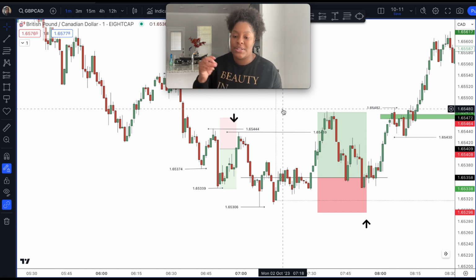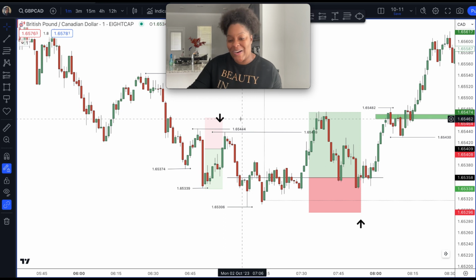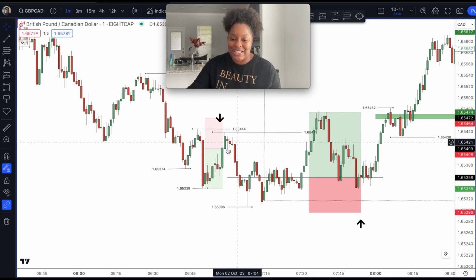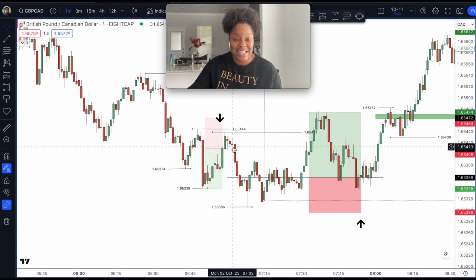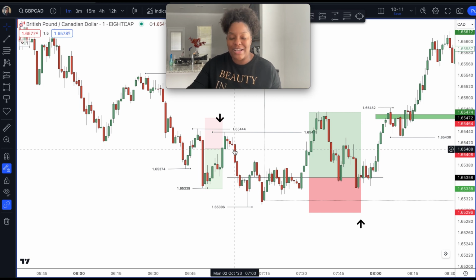I actually ended up entering this manually because I was in my car and I had my daughter and I said, you know what? I can't set a pending order. I just have to run with this one. And so I was on my way home and I saw the setup. I did not want to miss the setup. So I ended up entering the trade.